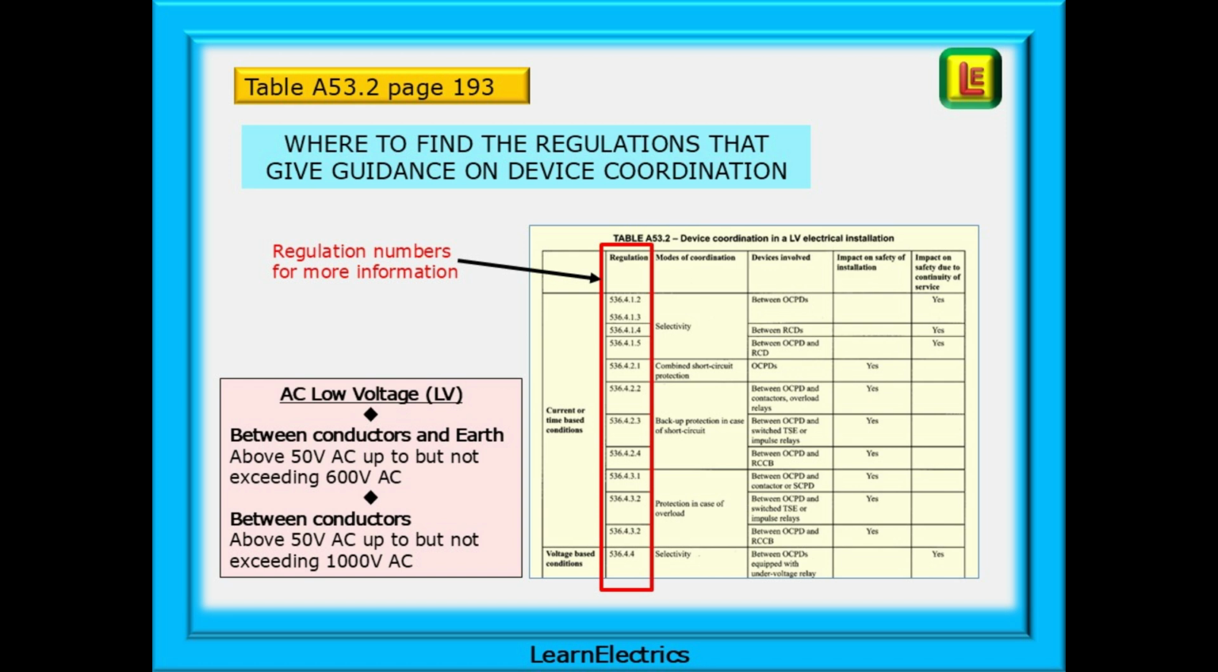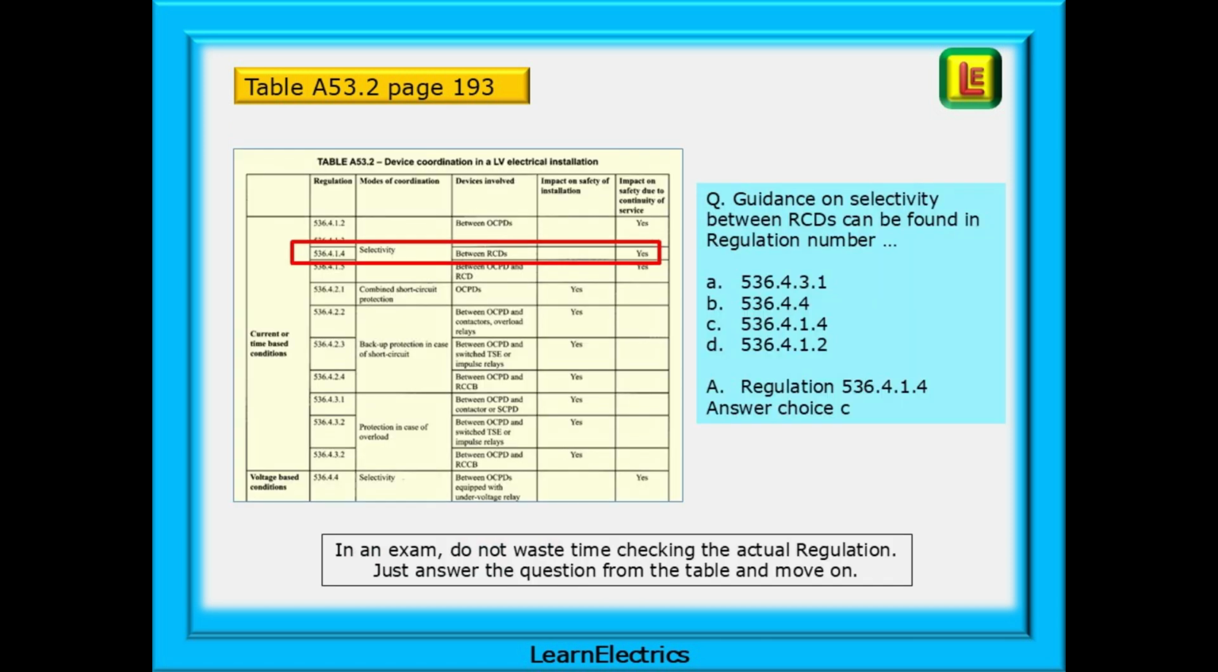The second table in this group is Table A53.2 on page 193, device coordination in low voltage installations, where to find the regulations that give guidance on device coordination so that the correct device trips first in the event of a fault. Normally, we want the device that is closest to the fault to trip first so that power is not lost to all the house. Decide what the coordination type is that you need information on, and the table shows you the regulation to look at for this guidance. Look at this question.